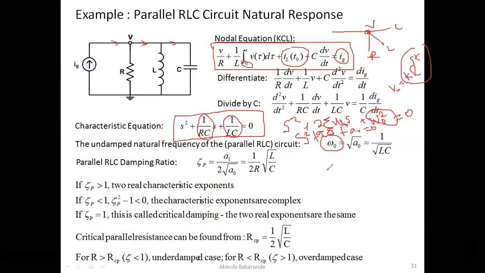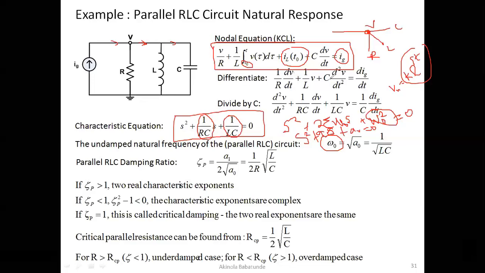All right. If you do that and make some mathematical rearrangement, w naught will be equal to 1 over square root of LC, and then your zeta parallel will be equal to 1 over 2R square root of L over C. Keep those two somewhere because along the line you may want to use them to deal with some problems.